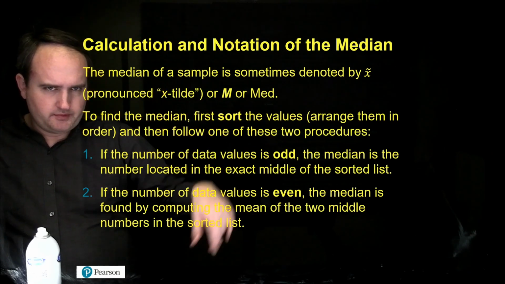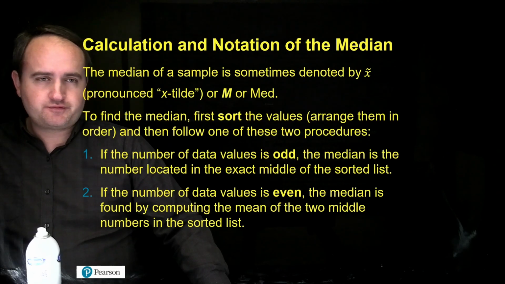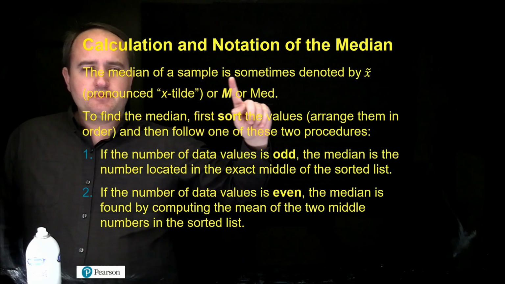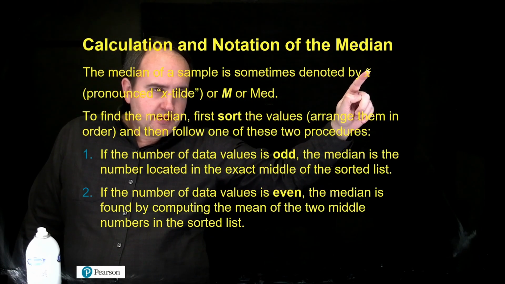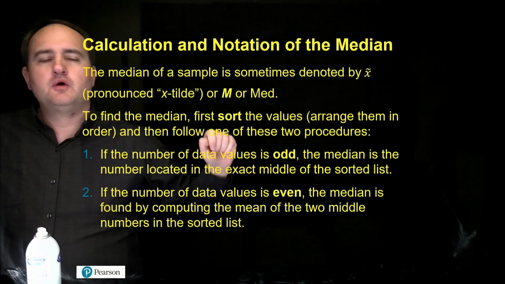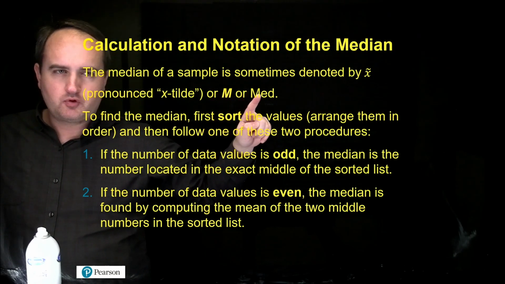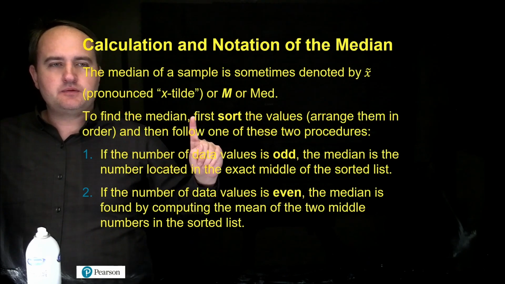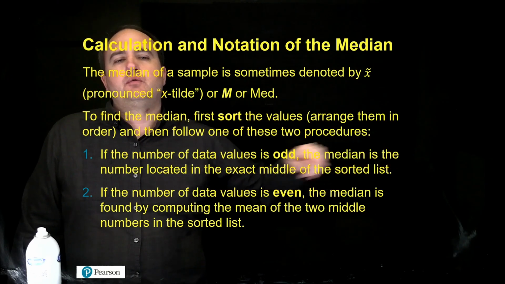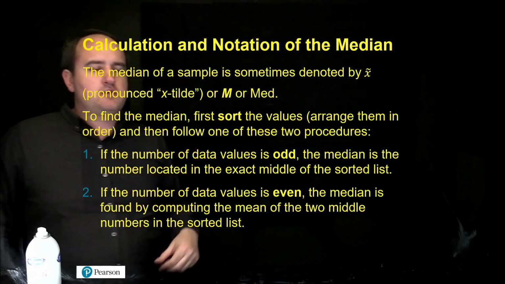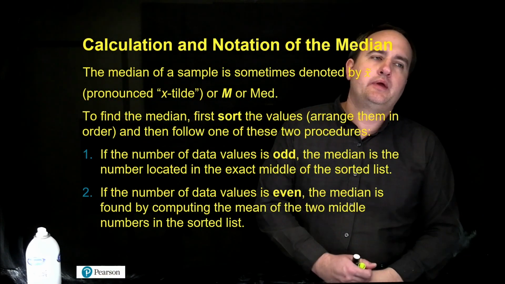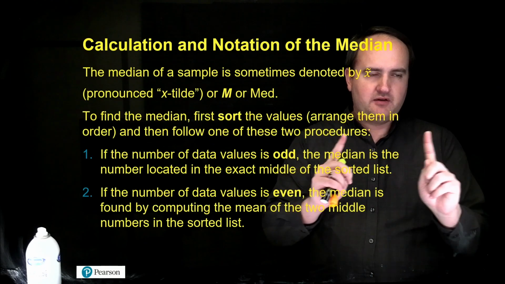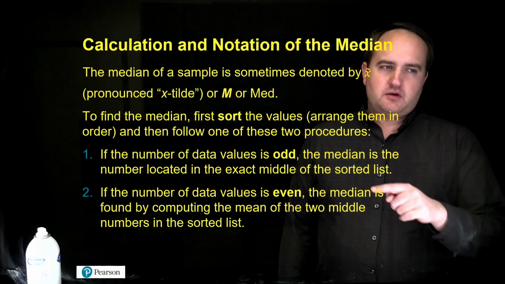I'll talk more about why the median is useful, but I do want to jump into an example. To calculate the median, and it's sometimes denoted with x with a tilde on top of it, or some other books call it capital M, or they'll just write MED to represent median. All those things mean the same thing. To find the median, first you sort the values, arrange them in order, and then you follow one of these two procedures. Like I said, once they're in order, you can almost just look for the middle by just counting in from the ends. Or alternately, you can read what they have in the book.